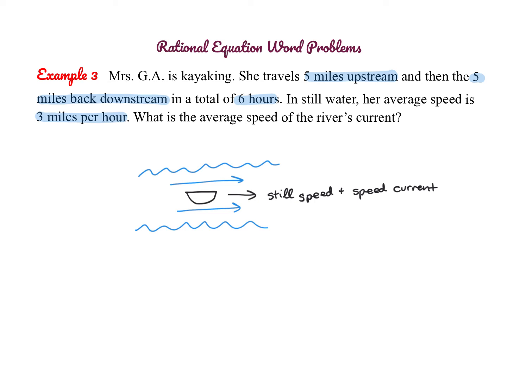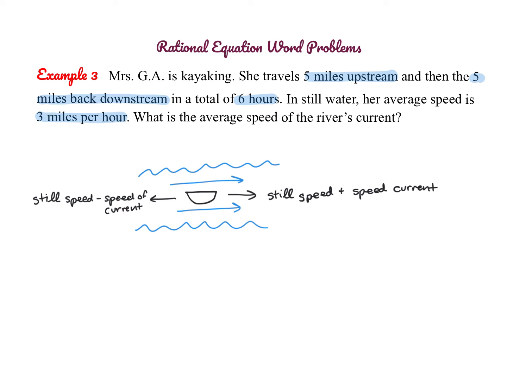But if the kayaker is traveling back upstream, it's going to be harder, right? Because she's going against the current. So the current's actually going to slow her down. So the total speed going upstream is going to be the still speed minus the speed of the current. So just take note for these types of problems, if you're going downriver or with the current, you're going to be going faster. And if you're going upstream, against the current, you're going to be going slower.